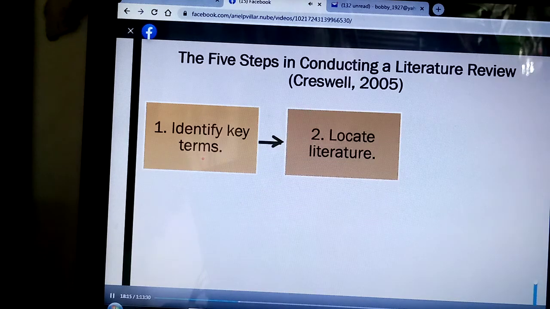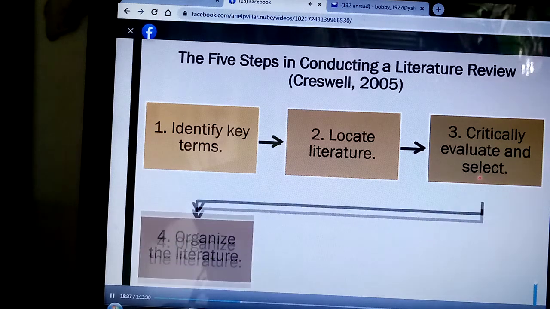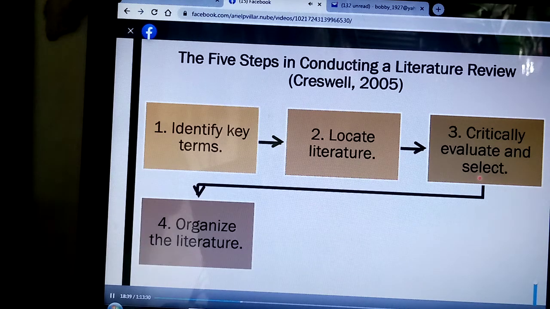Step number 2, of course, maghanap tayo ng mga related literature. Number 3, critically evaluate and select. Sabi ko nga, you decide saan doon ang pwede nyo i-consider in your paper, in your thesis, na pwede isama sa inyong RRL or RRS, and then you judge, you select if that is good or not. Number 4, organize the literature. You have to organize it.